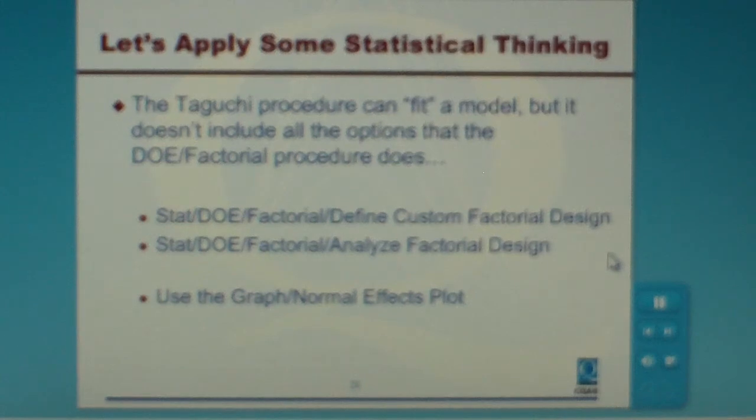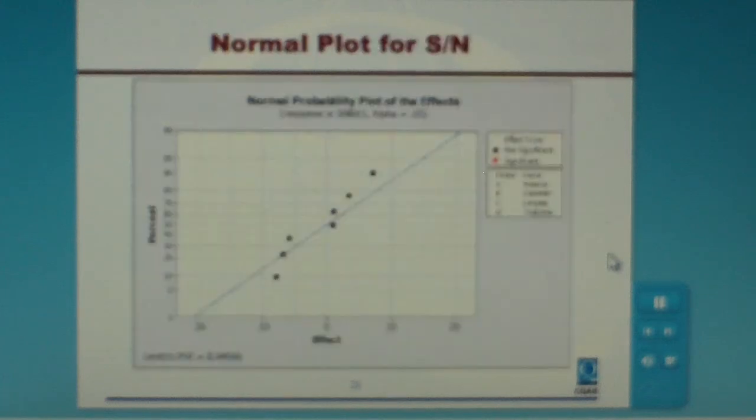The Taguchi procedure in Minitab can fit a model, but it doesn't include all the options that some of the other design procedures have. For instance, the Taguchi procedure doesn't include a normal probability plot of the effects, something that we would find quite useful in situations where we don't have any replication. So let's take another look at the same data with the Minitab factorial procedure. Here's a normal probability plot of the signal-to-noise metric in the Goff data. Based on this plot, we can't conclude that any of the effects are significant.